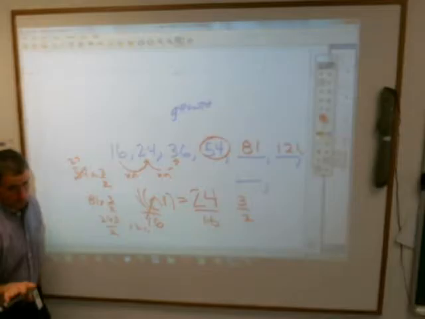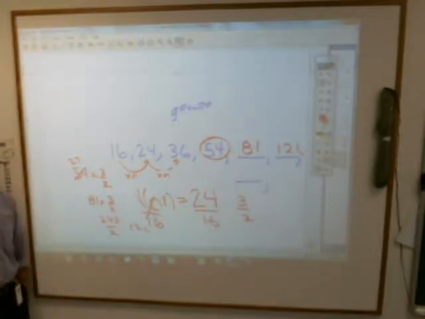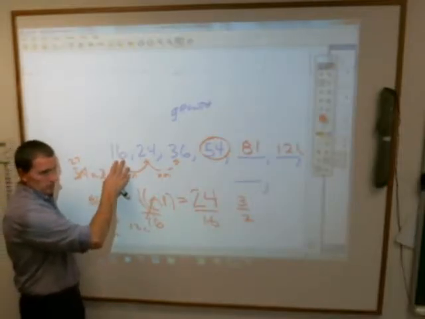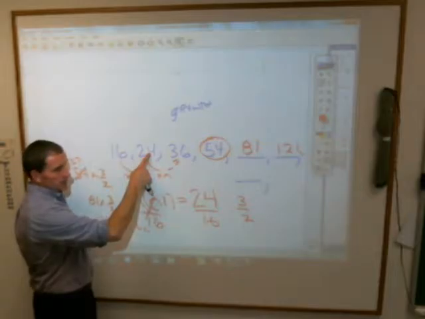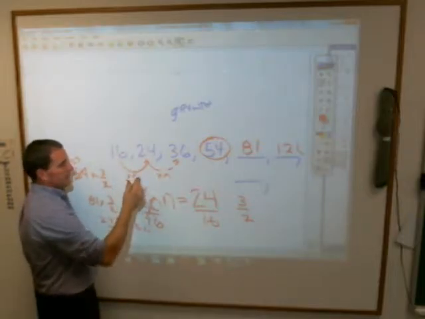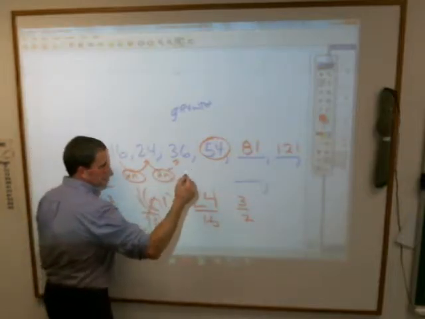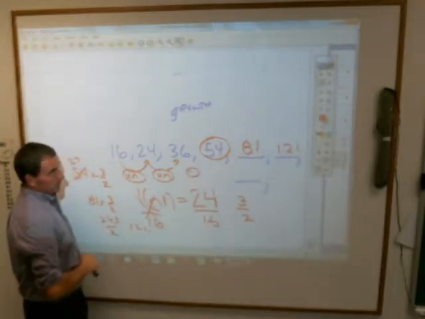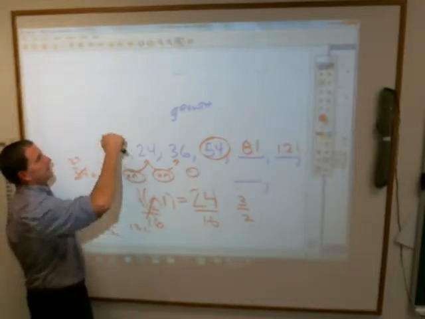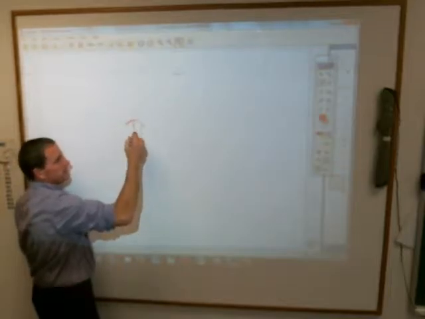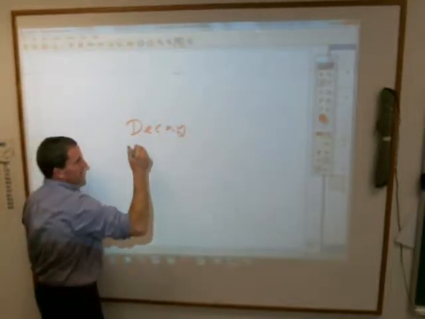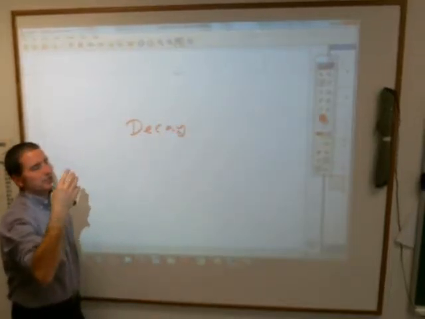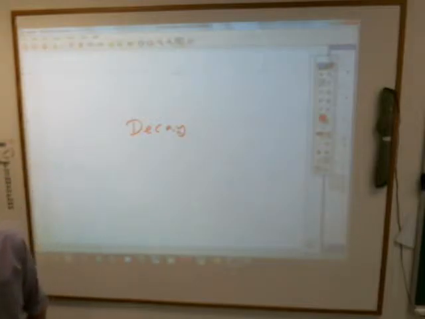Now, that's growth, children, and don't get all bonkered out about it. Just know that this is what you do. You have to divide the term by the term behind it to see what your constant ratio of growth is. Okay? If it's decay, it's the same thing, except you're actually going to multiply by a number that's smaller than 1. For example, here is an example of decay.